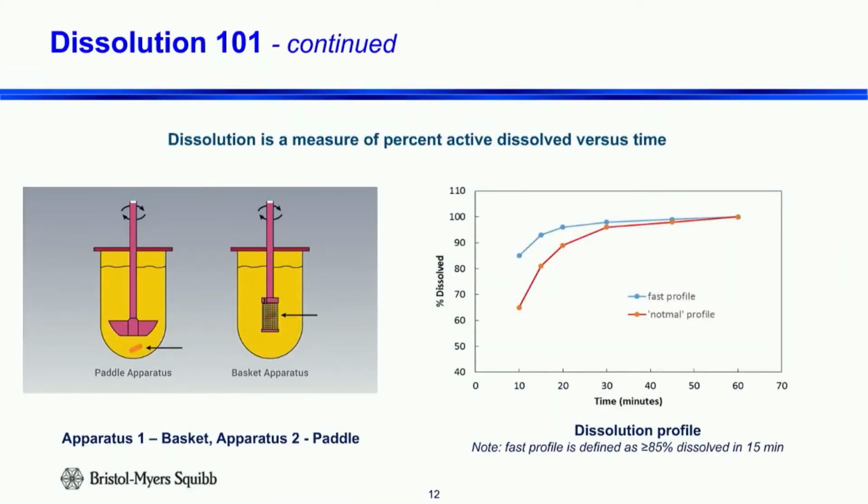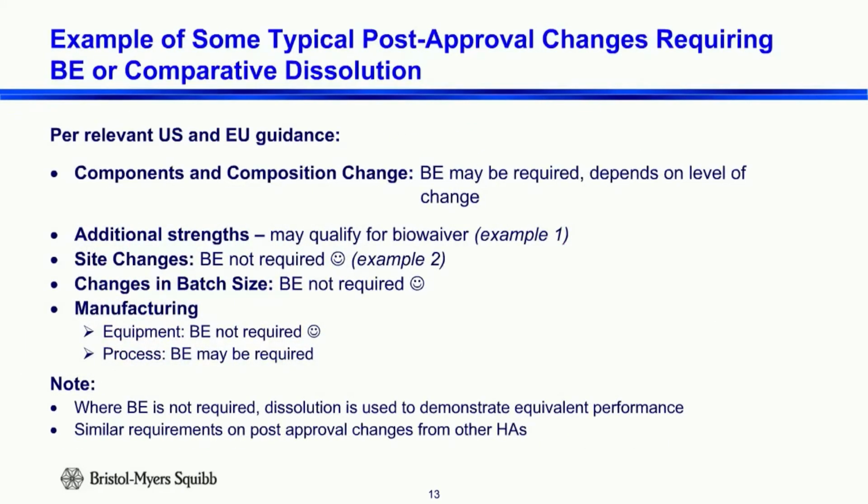Here is the schematic diagram of USP apparatus 1 and 2, basket and paddle. On your right, it shows two dissolution profiles. The blue trace is the so-called fast profile. It is defined as greater than or equal to 85% dissolved within 15 minutes. And the red trace is more or less a quote-unquote normal profile, which I'll explain a little bit more later.